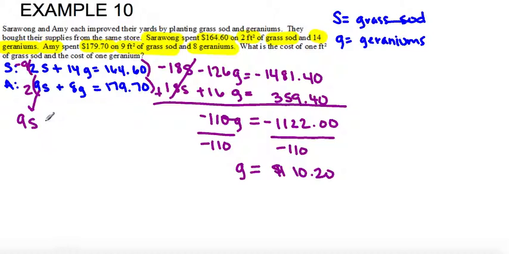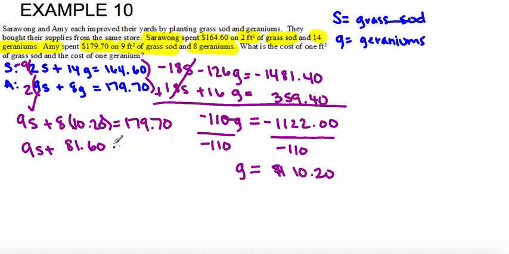So we have 9S plus 8 times 10.20 equals 179.70. So I have to multiply 8 times 10.20, which comes out to 81.60. Bring down the 9S. Bring down the 179.70. Subtract 81.60 on both sides.